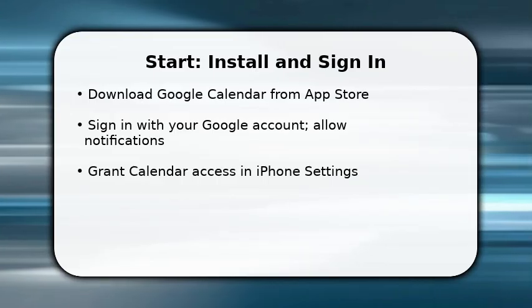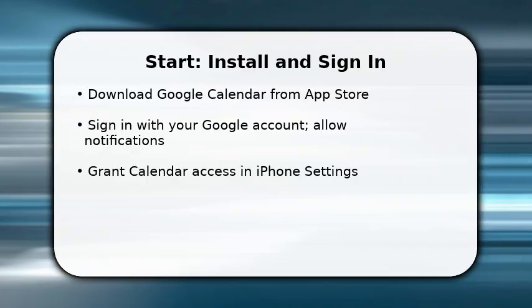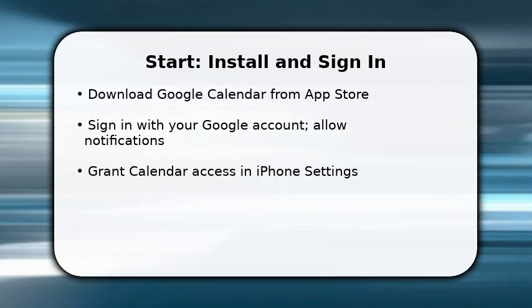You're going to install and sign in now. Open the App Store, find Google Calendar, and tap Get. Once installed, open it and sign in with the Google account you use for events. This links your calendars. Make sure to accept notification prompts so alerts appear.